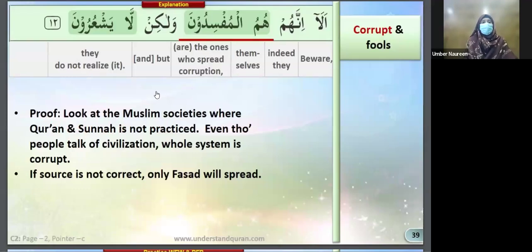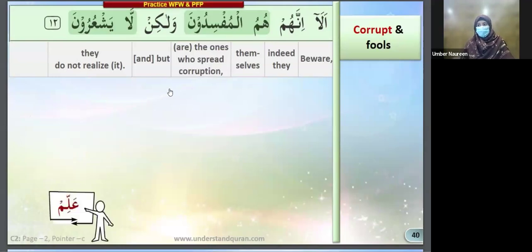So where's the proof? Look at the Muslim societies where Quran and Sunnah is not practiced. Even though people talk about their civilization, the whole system seems to be corrupt. If the source is not correct, only a facade will be spread. Only one system will bring peace and justice for everybody, and that system is only Islam. So Alim, it's your turn.